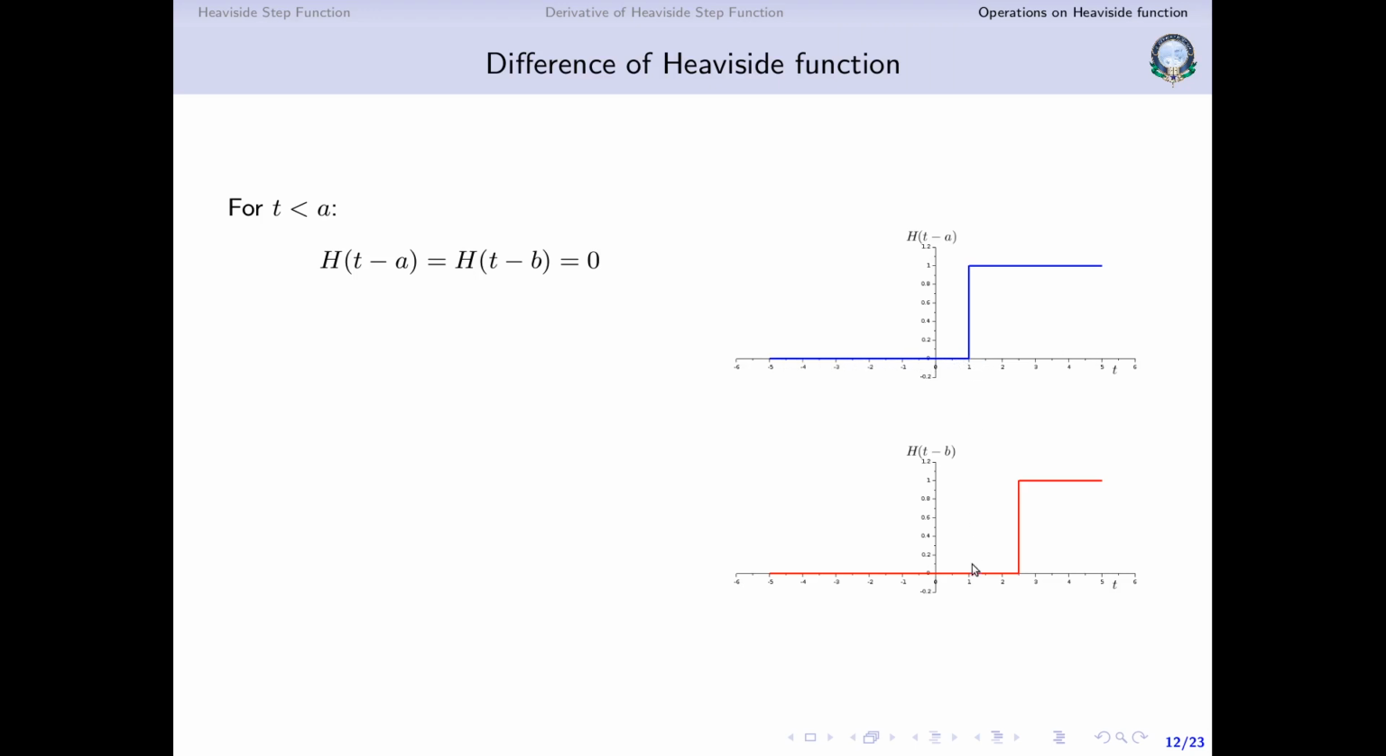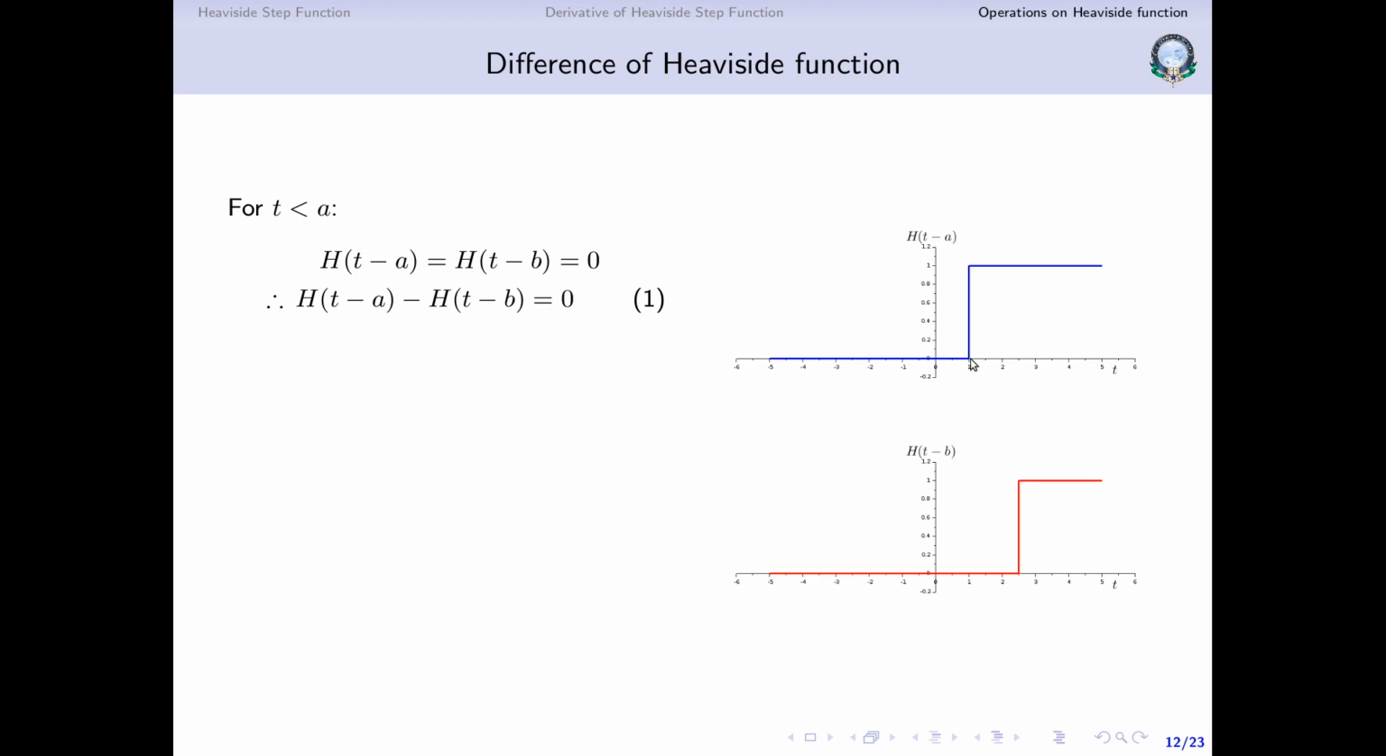And what is a here? A is this, because a is less than b. In h of t minus b also the function is equal to 0. So h of t minus a and h of t minus b will be 0 for t less than a. Therefore the difference h of t minus a minus h of t minus b will be 0 minus 0, equal to 0.